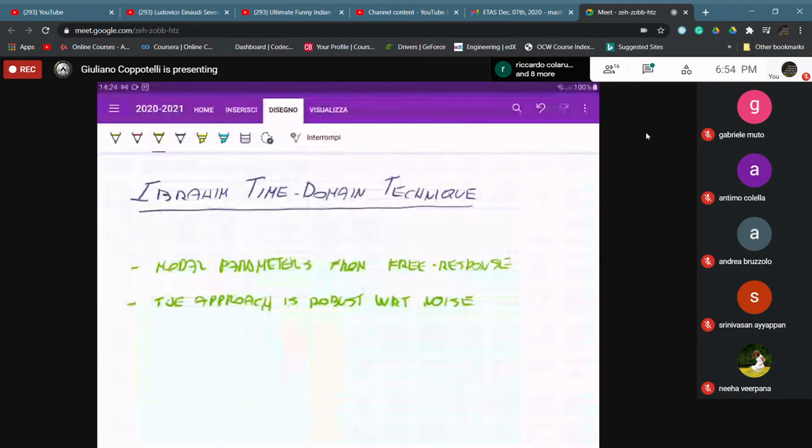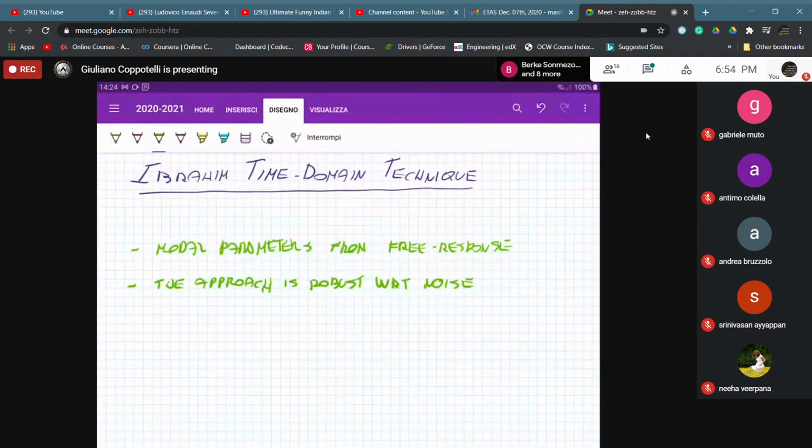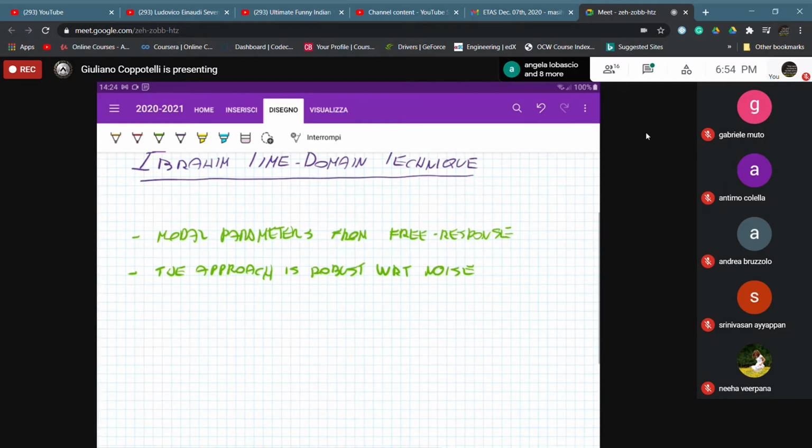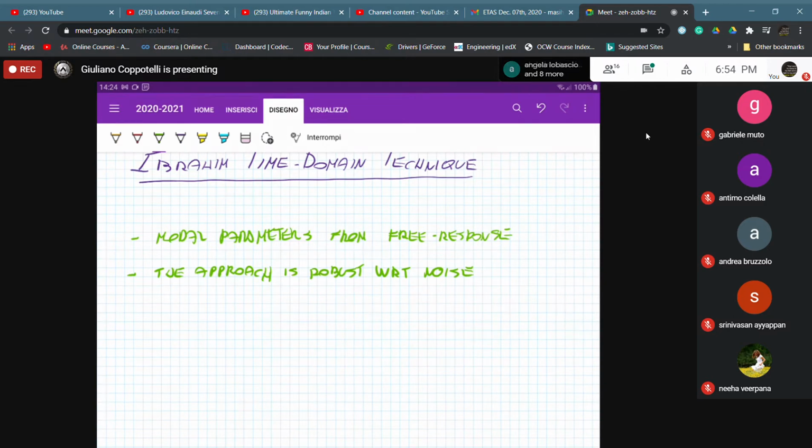However, this technique was made by thinking of a free response. So the earlier usage of this technique was just exciting the structure with non-homogeneous initial conditions and recording the free response. But with the availability of the frequency response function, we just need to go back in time domain, and therefore we can use the impulse response functions as equivalent functions representing the free response.